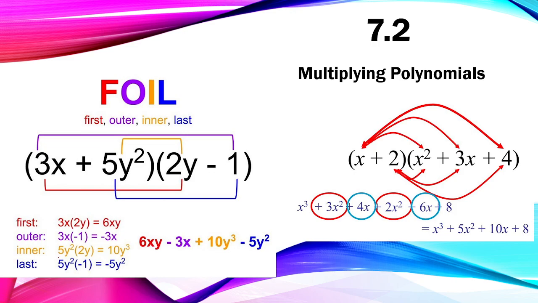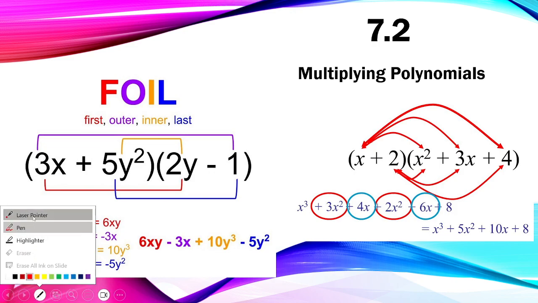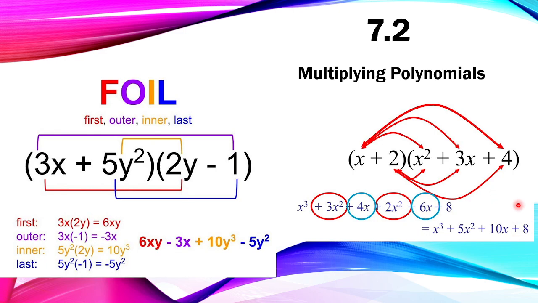Now, as you can see here on the title slide, it may look a little complicated, but once I teach you something called the FOIL method, it should be easy for us to multiply polynomials together. But once we get to something like this on the right side, we're going to have to do something a little bit different, and I'll explain the process on how we do that.